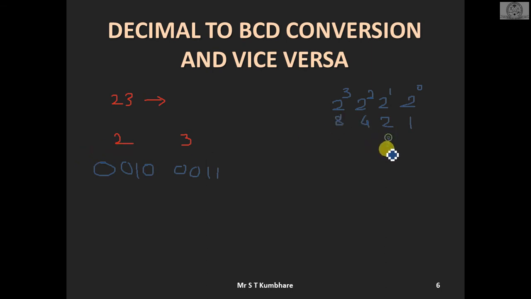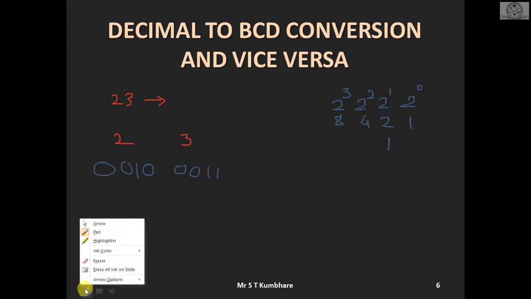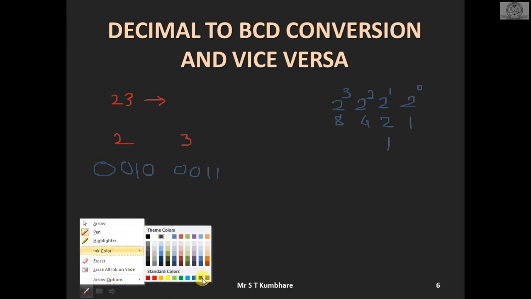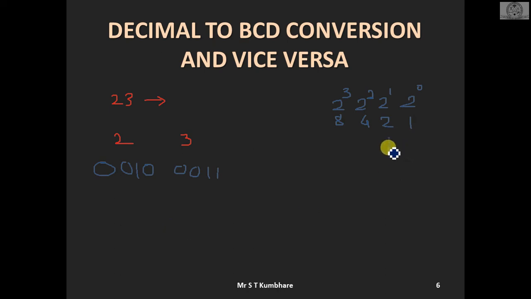I want 2. So I'll make this as 1 and remaining as 0. Got it? So 0010 for 2. For 3, I will make this 2 as 1, this 1 as 1, remaining as 0. So I can write down 0011. And for 23 you have to club all this. So 0010 0011. So this is the BCD code for 23.